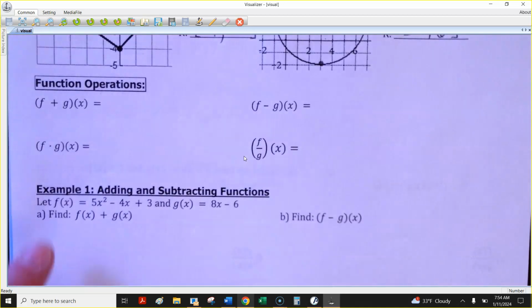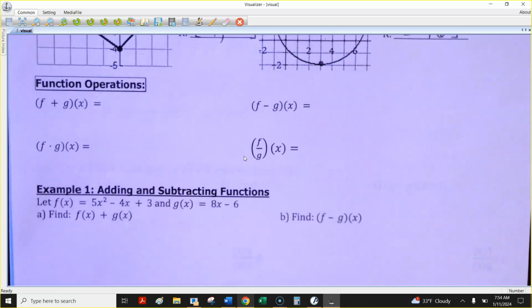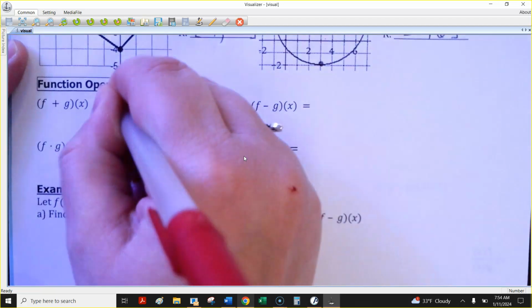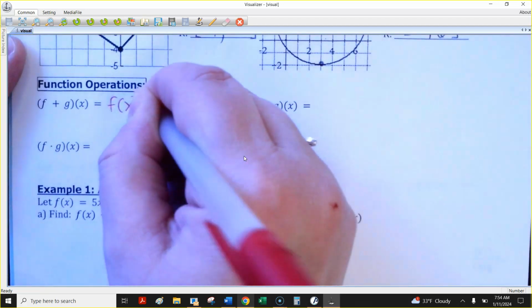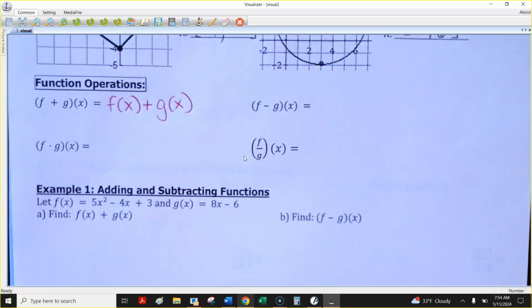The first one's just addition. This is how you would read it, f plus g of x. Another way you can write this: you're going to take the f of x function and add the g of x function to it. In an actual problem, you're literally just going to combine like terms. It's not terrible to do. It's just the notation throws people off, I think.